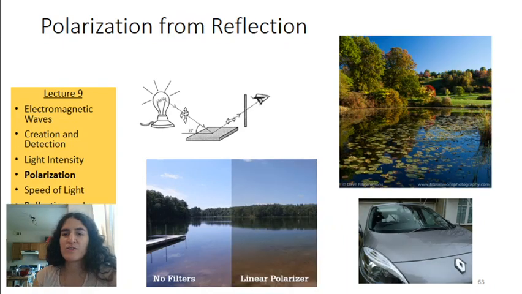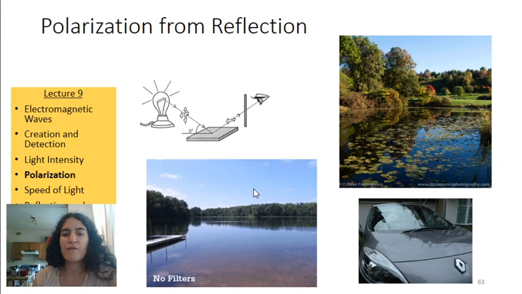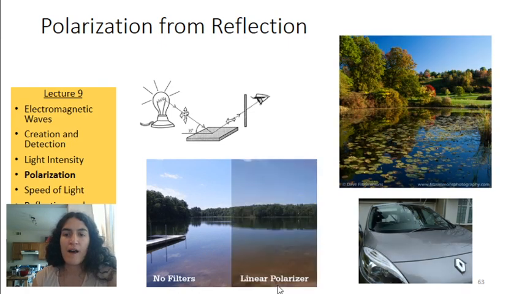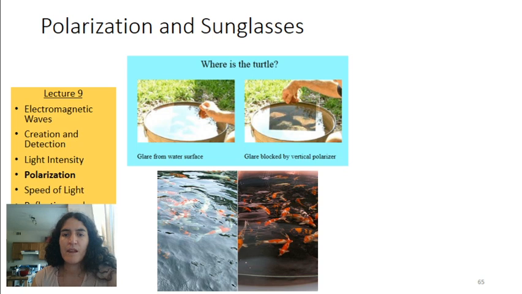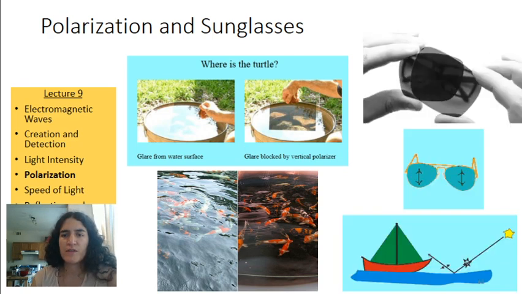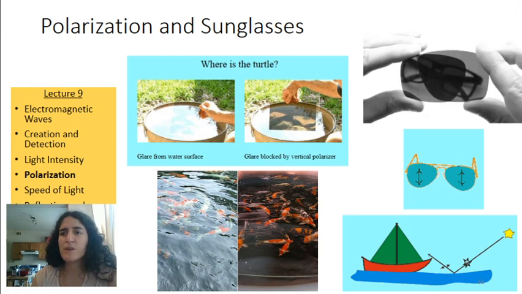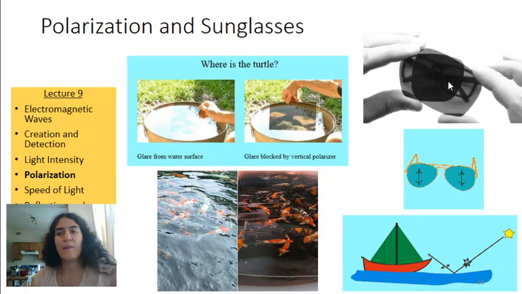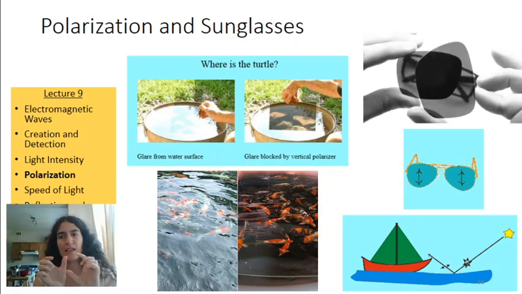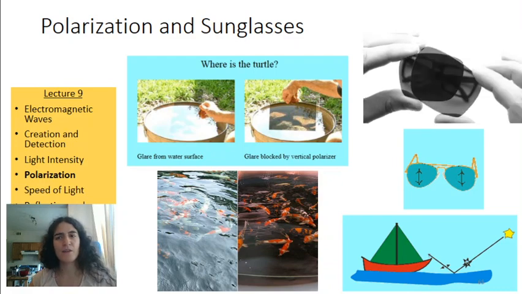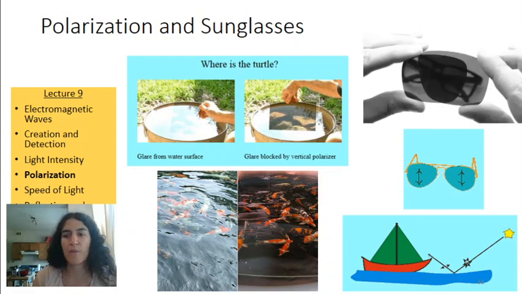So these pictures are showing the impact of adding a linear polarizer to block out glare. These are more pictures of the same thing. Right, so here it's demonstrating what happens when you have sunglasses and you rotate them relative to each other. You can mimic that demonstration that we did at the very beginning in talking about polarizers.